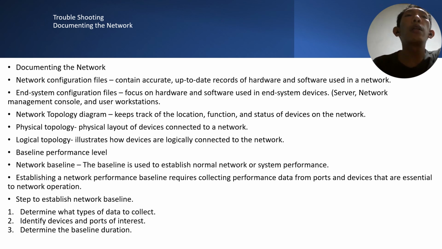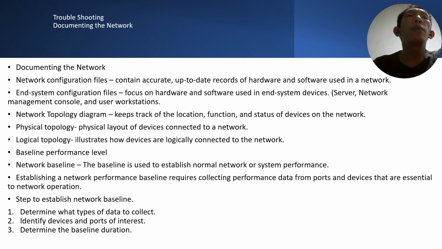Network topology diagram. It keeps track of the location, function, and status of devices in the network. Physical topology is the physical layout of devices connected to a network. Logical topology illustrates how devices are logically connected to the network.